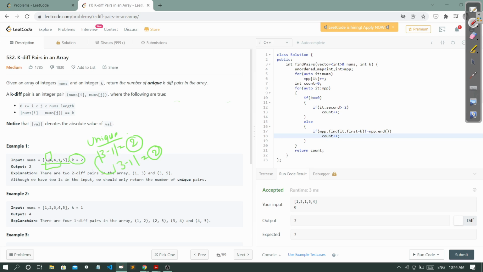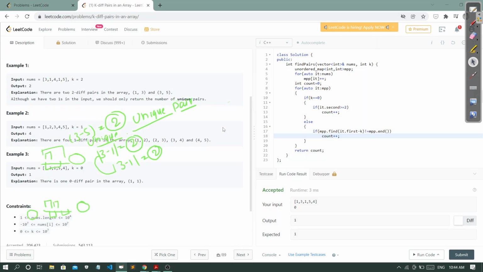And also, if I consider the pair 3 and 5, the absolute difference between both of these is equal to 2. So we have to return the unique pairs that give an absolute difference equal to 2. If I consider this example, in this example we have to find the pairs such that the difference is equal to 1. If I consider these two, then we get one difference.